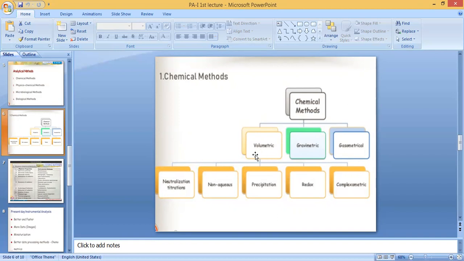Volumetric analysis is categorized into neutralization titration, non-aqueous titration, precipitation titration, redox titration, and complexometric titration. We are going to cover these five major types of volumetric analysis in pharmaceutical analysis one syllabus, which is majorly distributed into five different units.